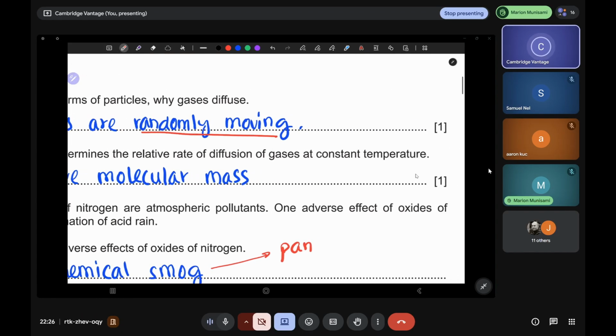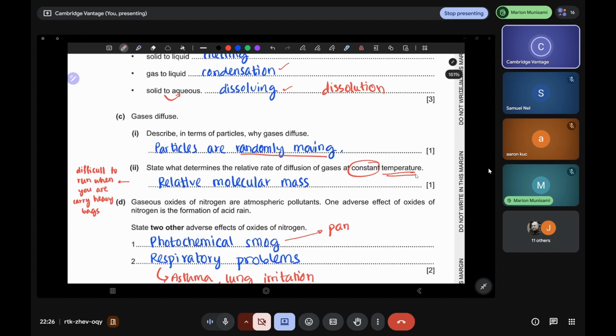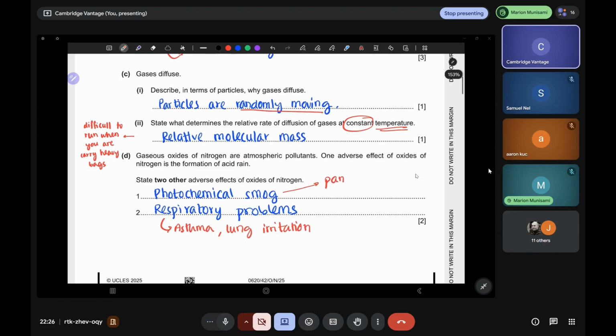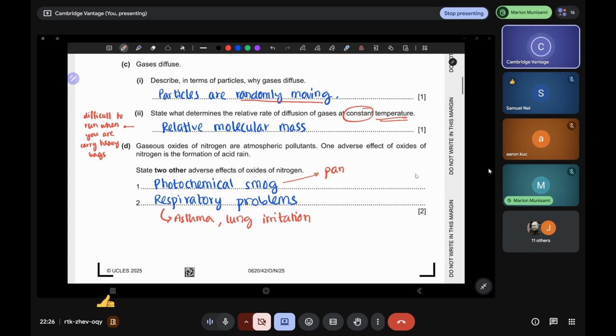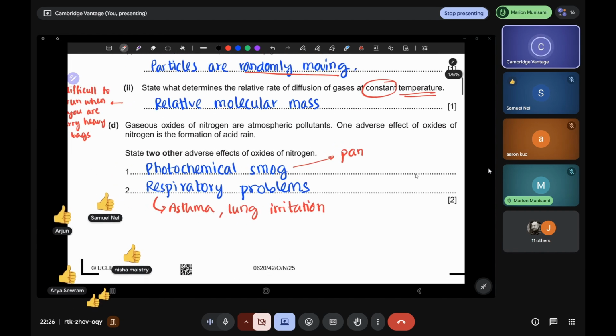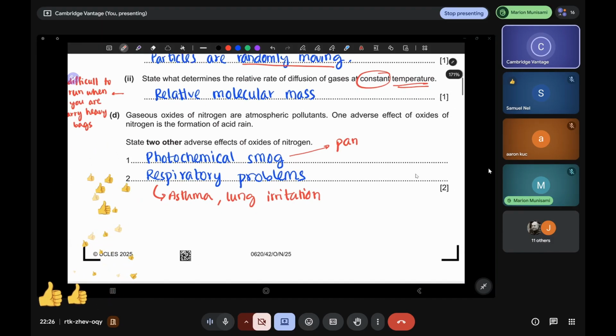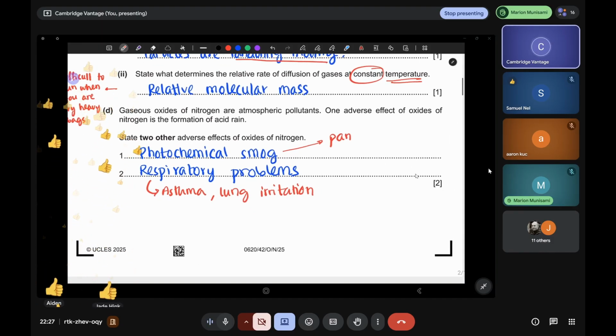The other one is temperature, but in this question they told us it's constant. So that is why we are not allowed to write that down. Does anyone have any questions till now regarding diffusion? If not, a thumbs up and we move to the next part. Thank you very much. And do let me know if I'm going too fast at any point. I will stop and I will let you have time to take notes.